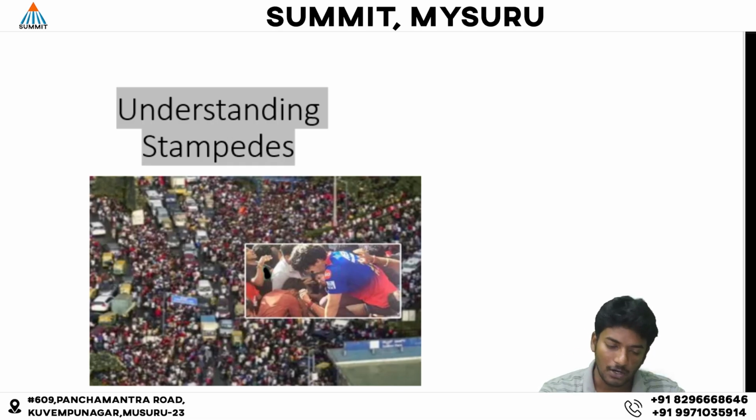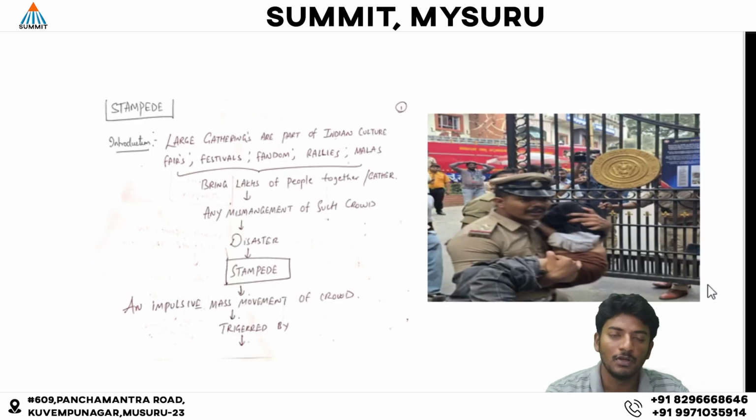Large gatherings are part of Indian culture. Faith, festivals, fandom, political rallies, and melas bring millions of people together. Any mismanagement of such a crowd leads to the disaster that is a stampede. The first point of discussion is the definition of the stampede. A stampede includes an impulsive mass movement of the crowd, usually triggered by panic, fear, or excitement.